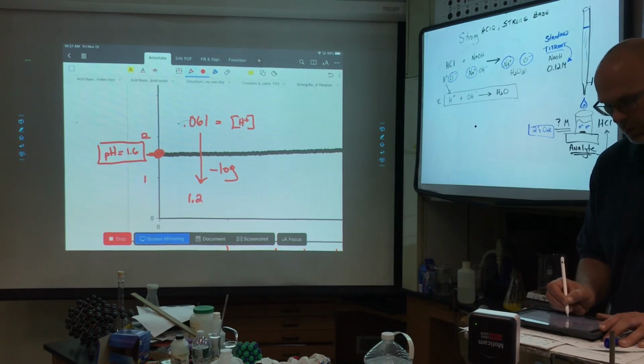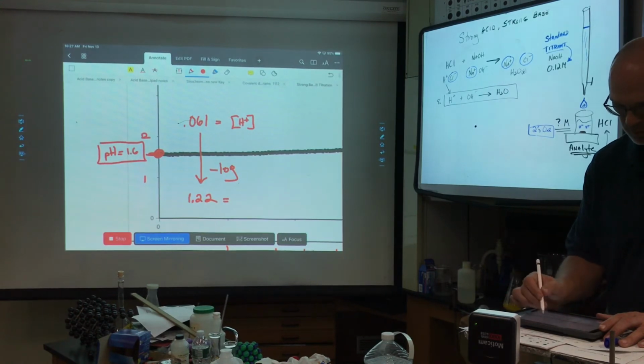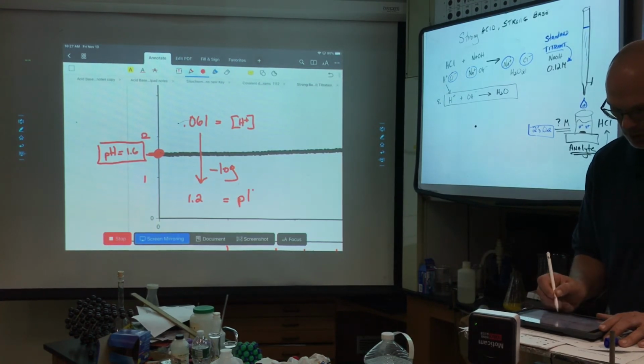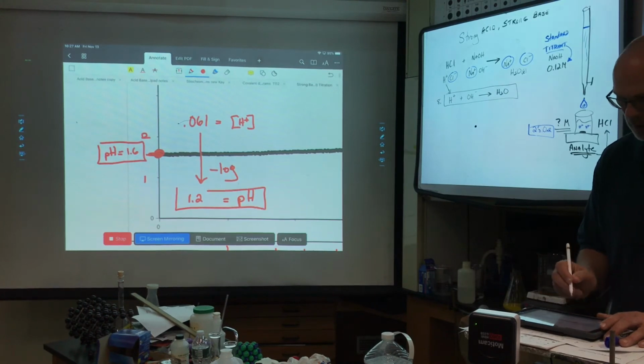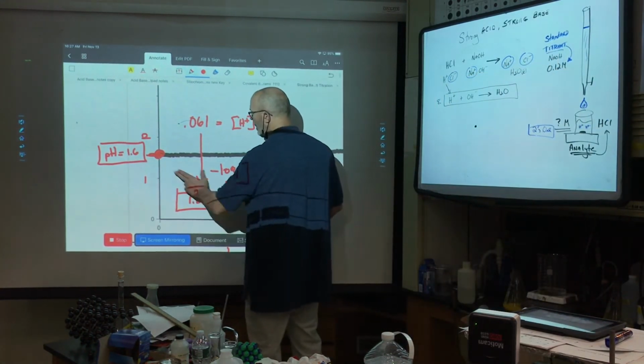1.215, 1.22. It'd just be 1.2. Okay, equals your pH. Now what did we just do here? We just showed that if we definitely had 0.016, we should have a pH of 1.2. We got a pH of 1.6.